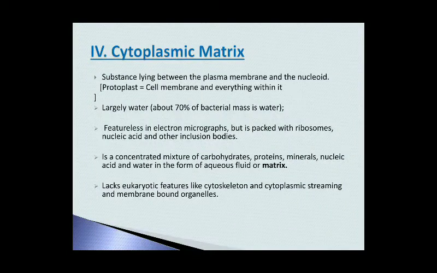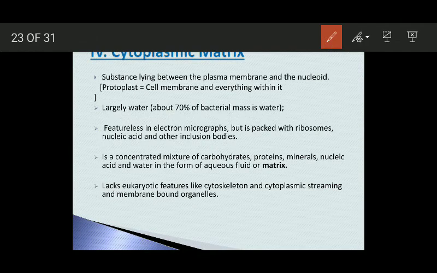So again we will continue with the details of bacterial cell structure, and today we are going to focus first on the cytoplasmic matrix. Cytoplasmic matrix is actually the substance that lies between plasma membrane and the nucleoid. One more term that you will remember here. This is protoplast. It is actually the cell membrane and everything within it.